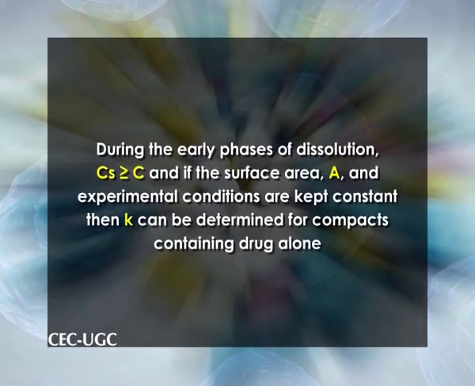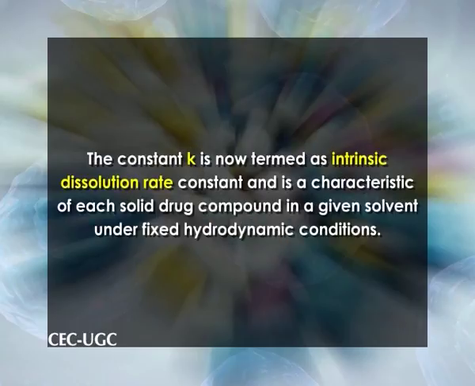During the early phases of dissolution, Cs is much greater than C, and if the surface area A and experimental conditions are kept constant, then K can be determined for compacts containing drug alone. The constant K is now termed the intrinsic dissolution rate constant and is characteristic of a solid drug compound in a given solvent under fixed hydrodynamic conditions.